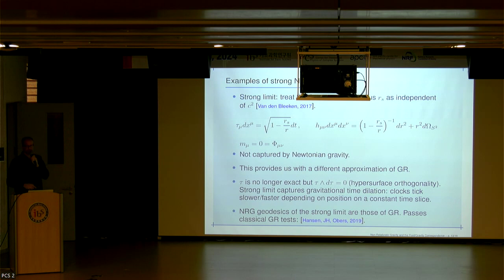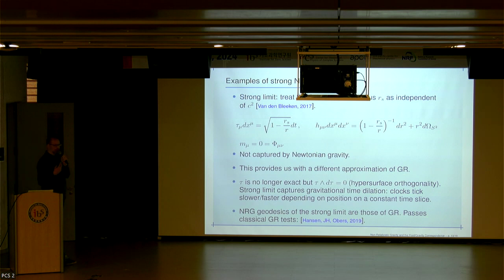Oh, I'm going a lot slower than planned. Thank you. So you see that these gauge fields are now zero. So this is what we call strong non-relativistic gravity. This is not captured by Newtonian gravity, but it is a solution of this non-relativistic gravity theory. And this is potentially a very useful alternative starting point to do approximations of GR.